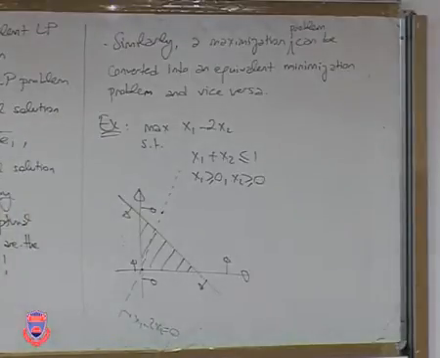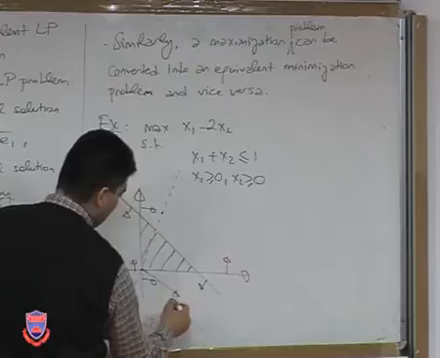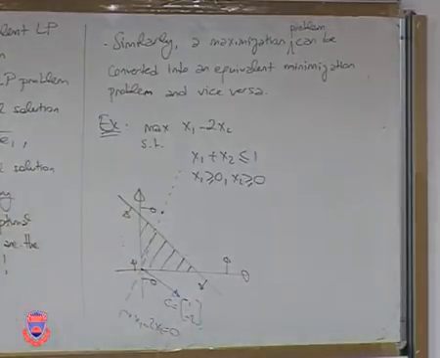So this is a maximization problem. What does my improving direction look like for this problem? So it's going to be 1, minus 2. I'll just look at the coefficient of my variables. And 1, minus 2 actually looks like this vector right here. And since this is a maximization problem, I should actually move in that direction as far as I can.